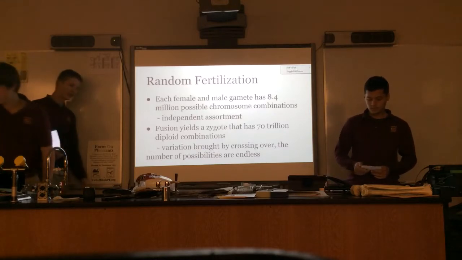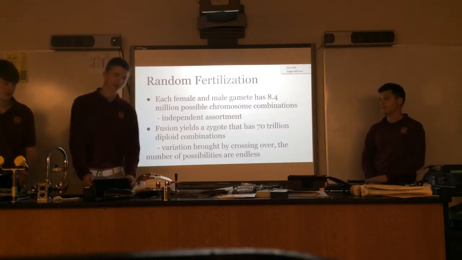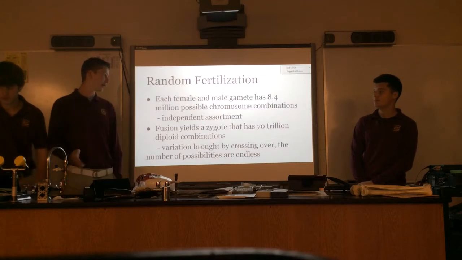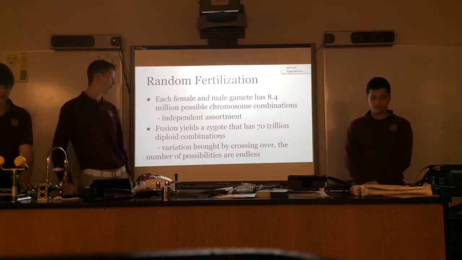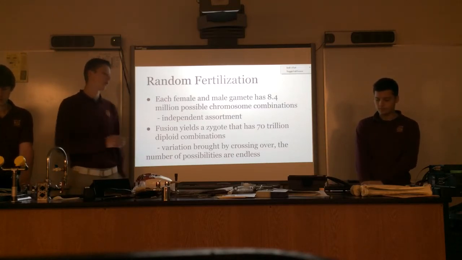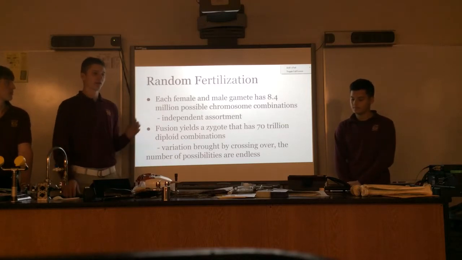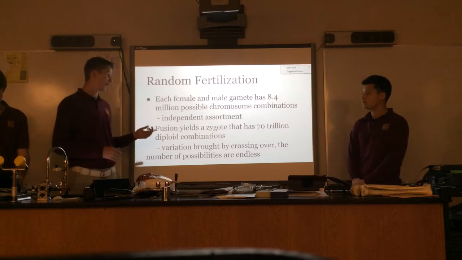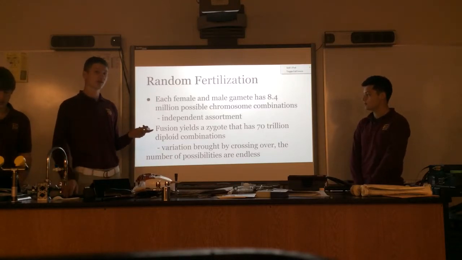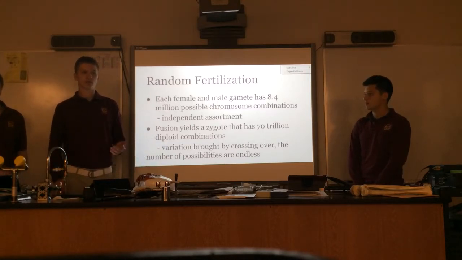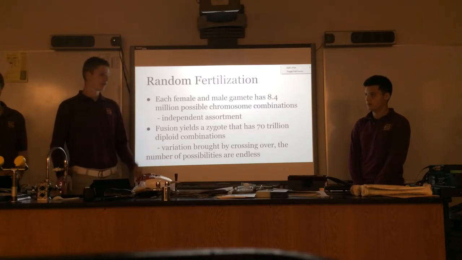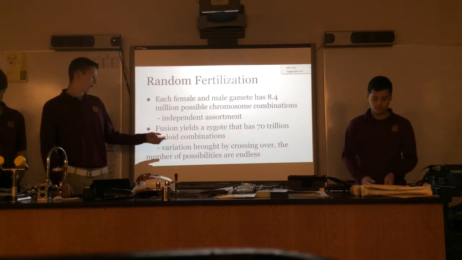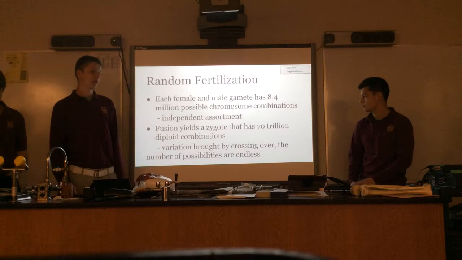Right, as Albert was saying, each female and male gamete has roughly 8.4 million possible chromosome combinations, and that's by independent assortment. But then the fusion of the male and female gamete gives a zygote, which has around 70 trillion diploid combinations, which is why no one person in this world is the same. And that's brought by crossing over, as Albert talked about.